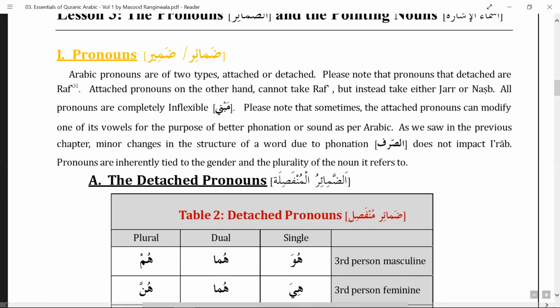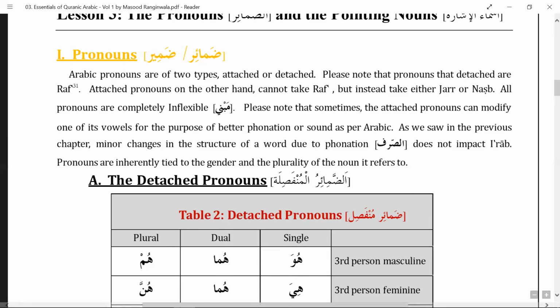Pronouns are tied to the gender and plurality. Now pronouns are also ism, they come under the category of ism. So of course they will have four properties. The status, they are mabni. Okay, they are as is, you cannot change them. When this is rafa, always in rafa it will be like this. Nasb or jar will be same, they don't change. Like how we have dhamma, fatha, kasra changes for rafa, nasb, jar, they will not change. So that is on status.